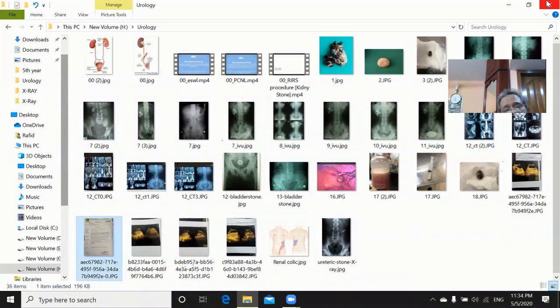So the requisition should always be written as ultrasonography of the KUB region, and if the patient is male, with prostate, and also MCC and PVR. MCC and PVR, that whole thing must be written there. Otherwise, your requisition is not complete.